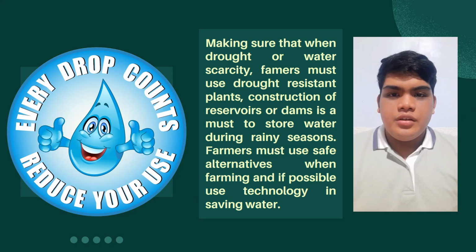Here is one of the resolutions that I have thought of in addressing climate change. Making sure that when there is drought or water scarcity, farmers must use drought-resistant plants. Construction of reservoirs or dams is a must to store water during rainy seasons. Farmers must use safe alternatives when farming and, if possible, use technology in saving water.